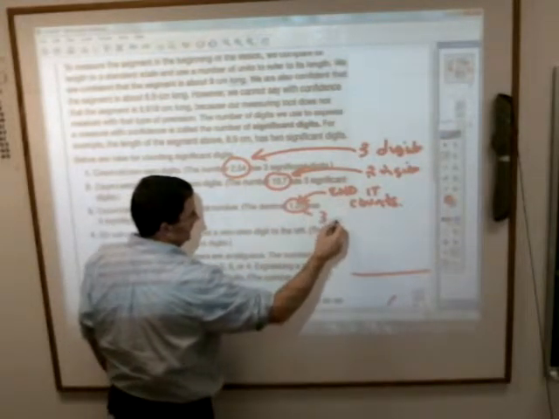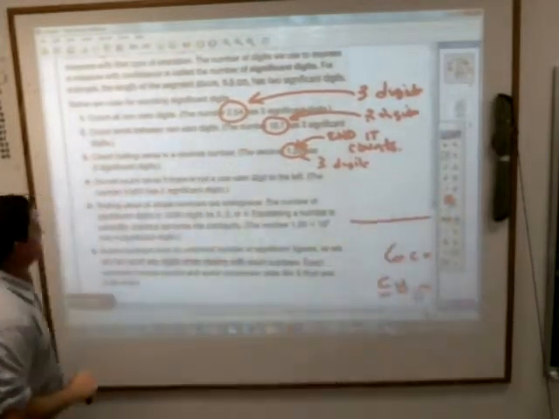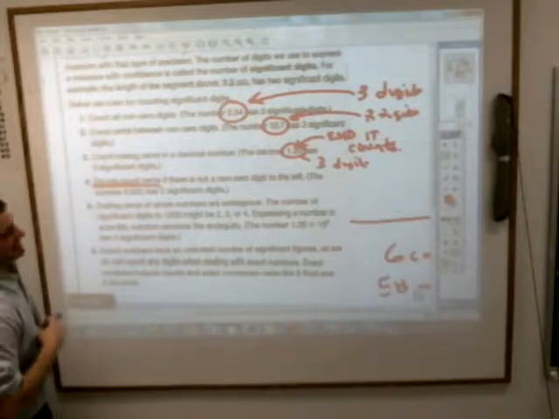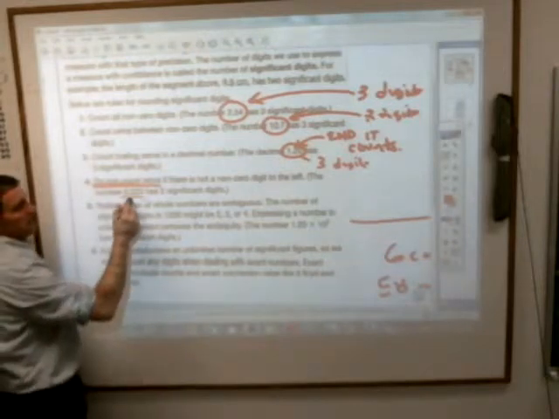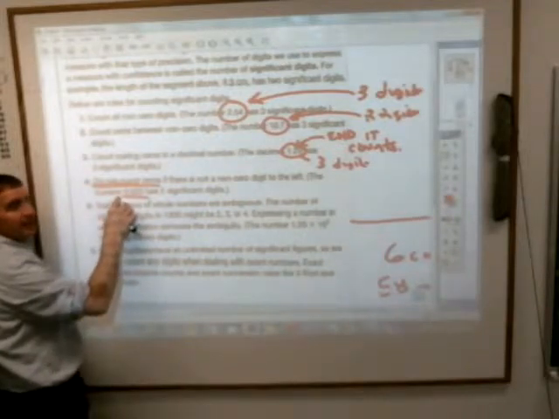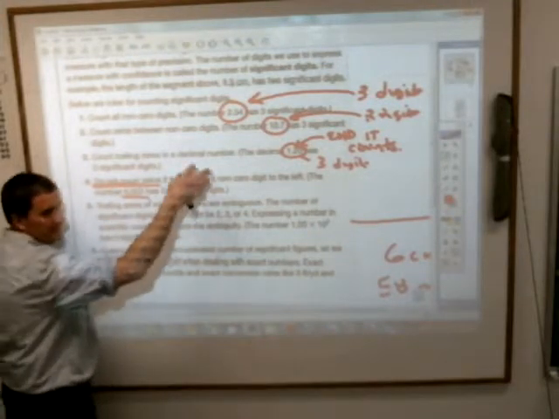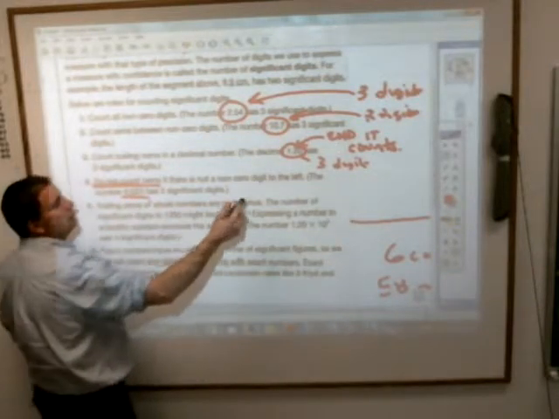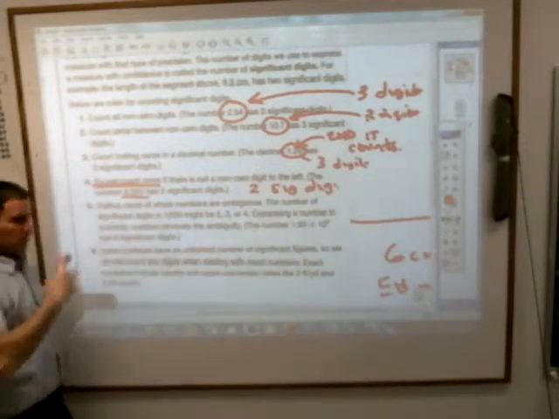Now you're saying, well, when don't you count these? Well, I'll tell you, we're getting to that. You do not count zeros if there is not a non-zero digit to the left. In other words, when you have this number here, you look at the zeros. If there is no digit that's not a 0 on the left side of it, you don't count those zeros there. On the right, they get counted. On the left, they don't. So this thing right here only has 2 significant digits. Count them when they're on the right, don't count them when they're on the left.